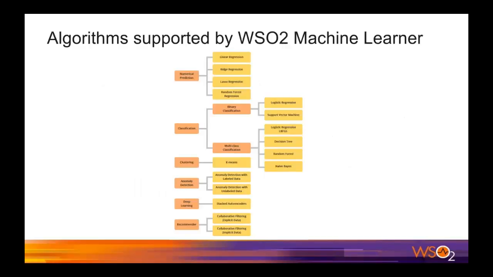The WSO2 machine learner currently supports several machine learning algorithms. Under numerical predictions, we support linear regression, ridge, lasso regression, and random forest regression. Under classification, we support binary classification as well as multi-class classification algorithms, so we have logistic regression, support vector machines, decision trees, random forest, and naive Bayes. We also support k-means clustering, anomaly detection algorithms, and deep learning algorithms as well.